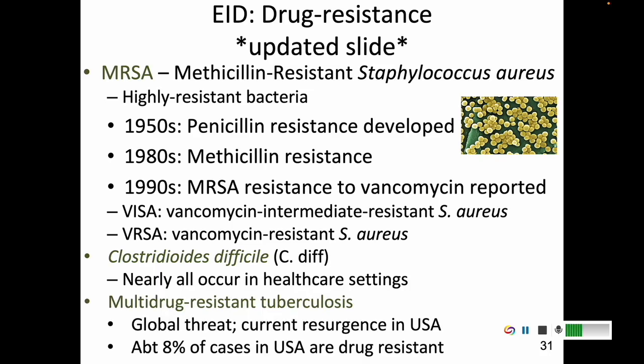Another one is tuberculosis. Tuberculosis has been in the news in the United States. I want to say 2024 it was in the news some. It is a global threat, but currently is having a resurgence in the United States. About 8% of cases in the USA are drug resistant. So there is a standard treatment for tuberculosis. And if it becomes drug resistant, then you're going to have to turn to much more expensive types of care routines.